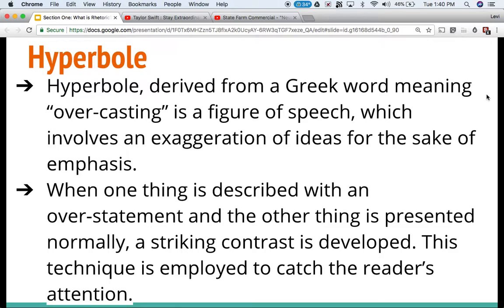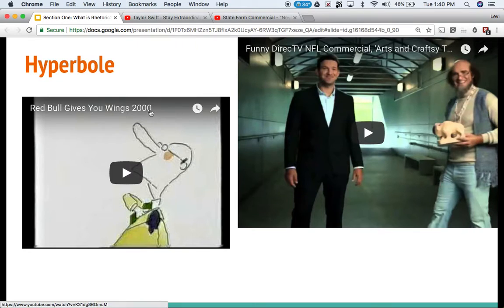Another way to do hyperbole is to compare two things very, very drastically. And so I'll show you an example of that here in just a second. But with that striking contrast, you're being hyperbolic. You're exaggerating maybe the other side and your side to kind of show that there's a difference between the two. So, for example, here, I'm going to do the Red Bull wing one first.